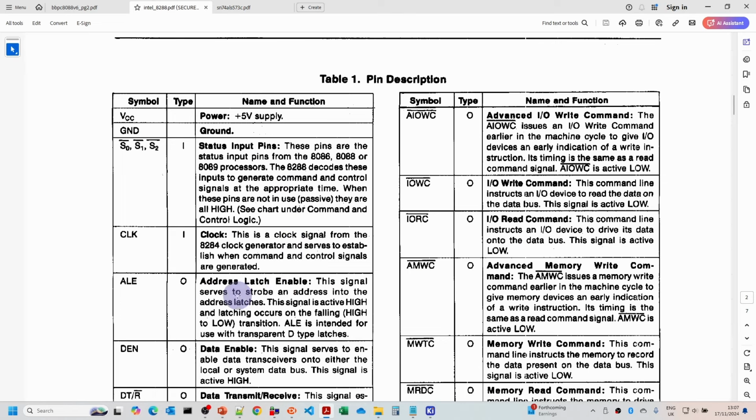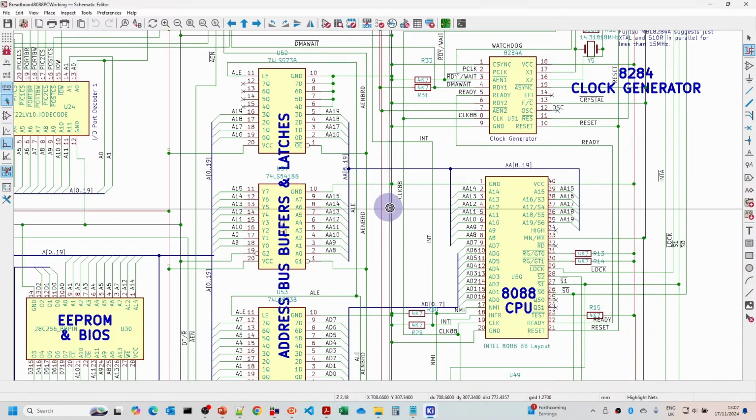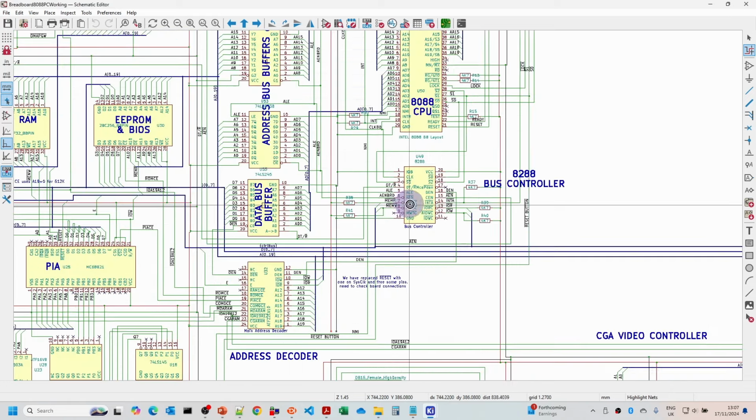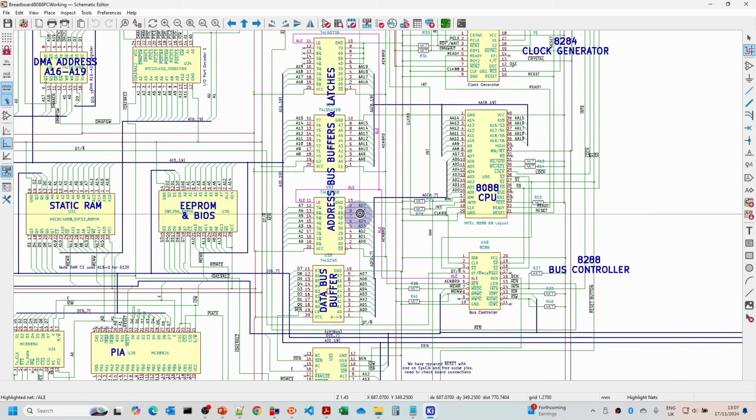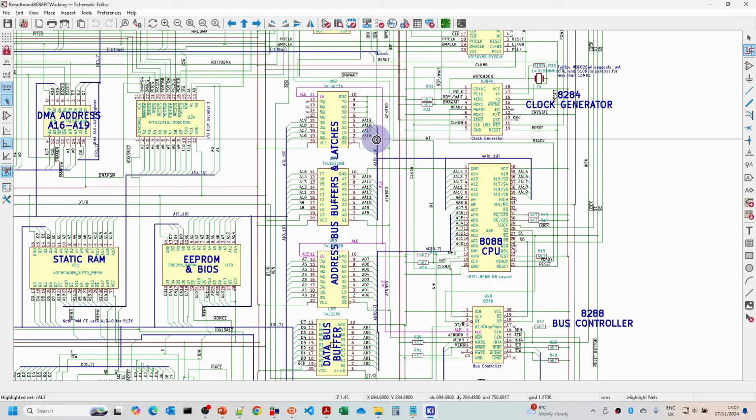You can see here, a signal that serves to strobe an address into the address latches. This signal is active high, and latching occurs on the falling high to low transition. So if we now have a look at this and see where the address latch enable is, you can see here address latch enable. So we've got the lower A0 to A7 address lines, and we've also got the A19 to A16. Now you should also note that these address lines here, A8 to A15, are not latched in any way, they're just buffered straight through, and these are actually always valid. So these don't actually suffer from any sort of glitches that might occur during any latching process.